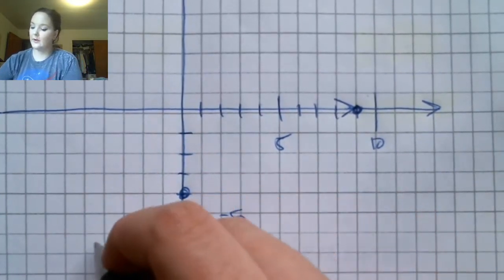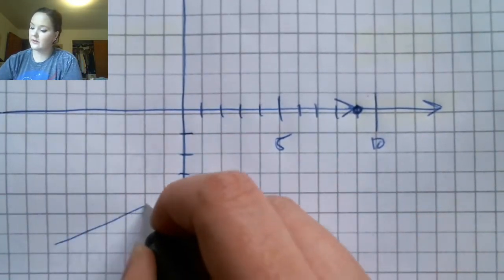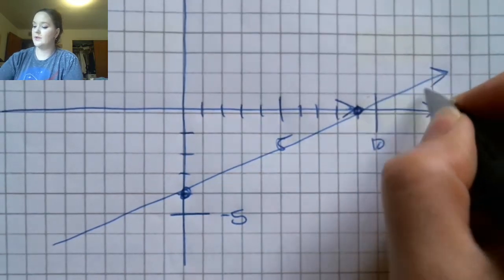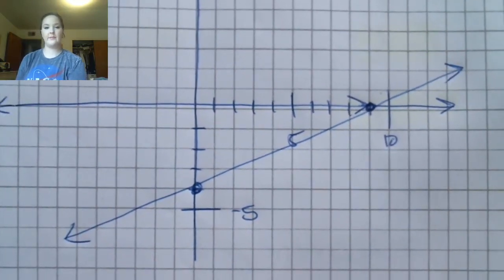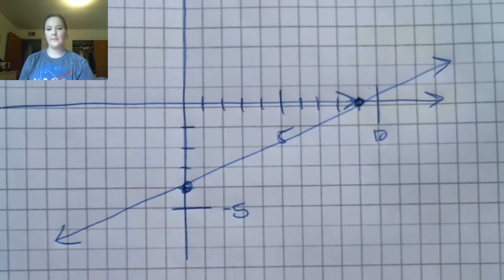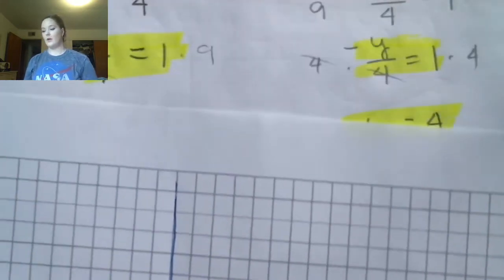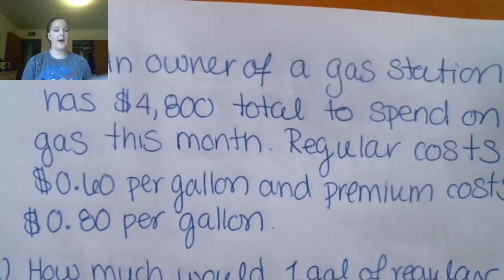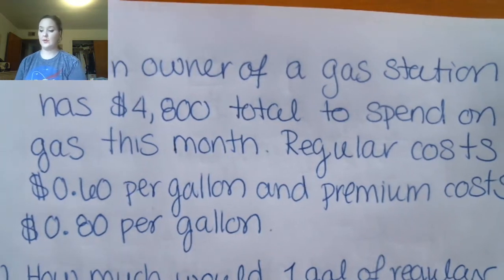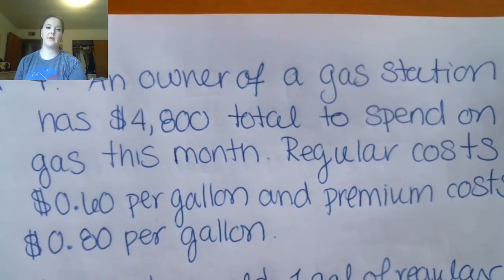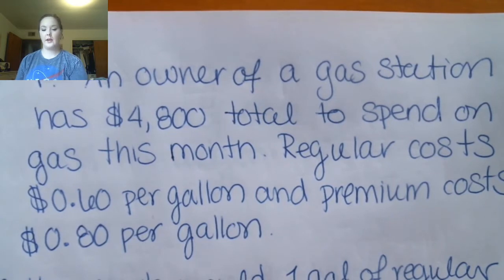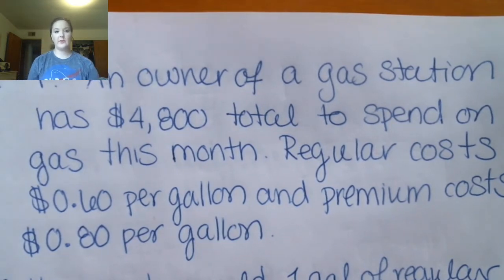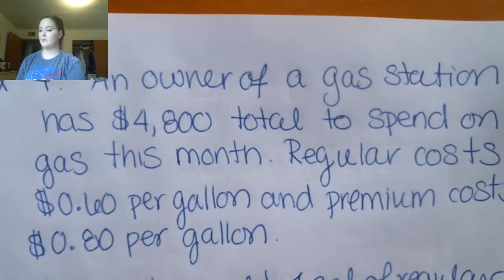Okay, and again, I know it's a line, so I'm going to connect my 2 points with a line. All right. So that's a little review of how to find the intercepts from an equation and then how to graph using the intercepts, or using the intercept method, it's sometimes called. Now that we've reviewed that, let's move on to some word problems.